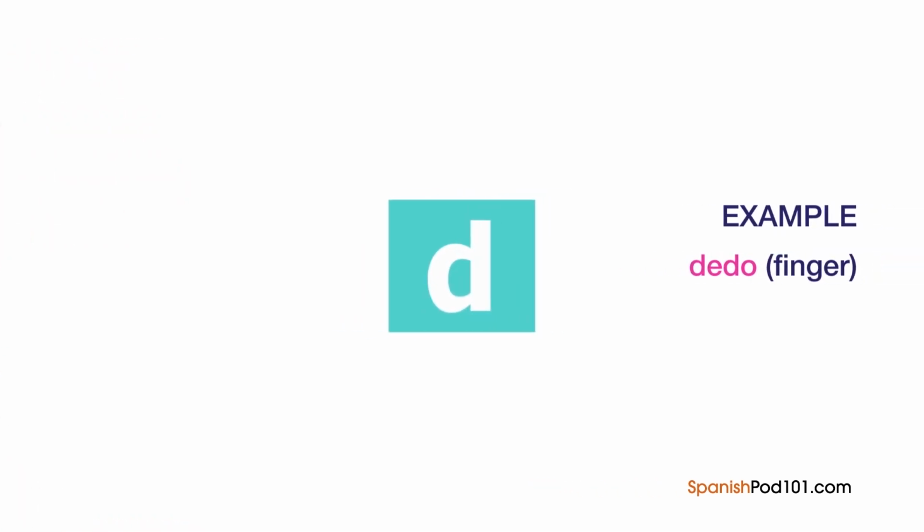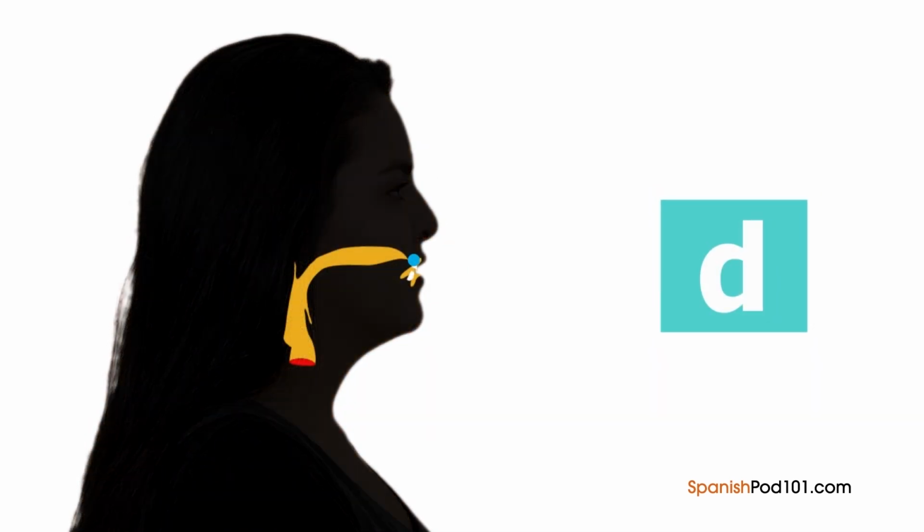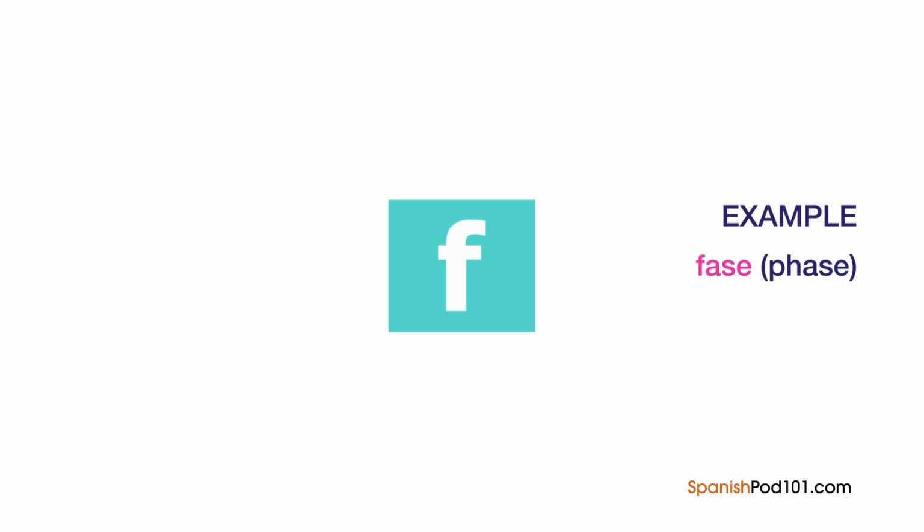The next consonant is D, dedo. Like the D in the word dad. D, d.